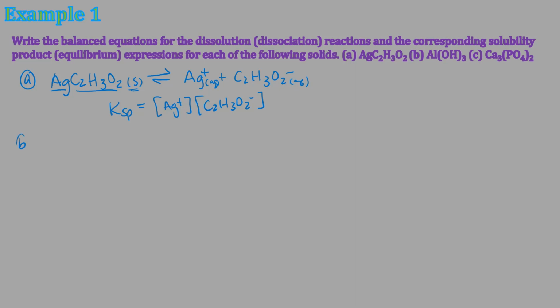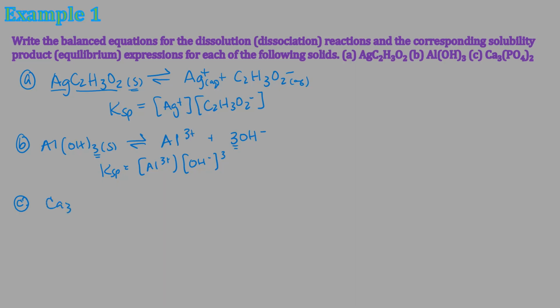B is aluminum hydroxide, and it dissociates to form an aluminum ion, which has a +3 charge, and 3 hydroxides because there are 3 of them. And so our KSP will be equal to the concentration of aluminum times the concentration of hydroxide raised to the 3rd power, because there's 3, right? So it's always raised to the coefficients. I know it's been a while because we've been in acids and bases, so you don't see that very much with the acid-base stuff, but don't forget about it.